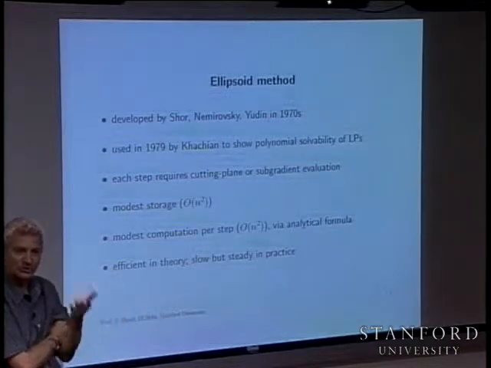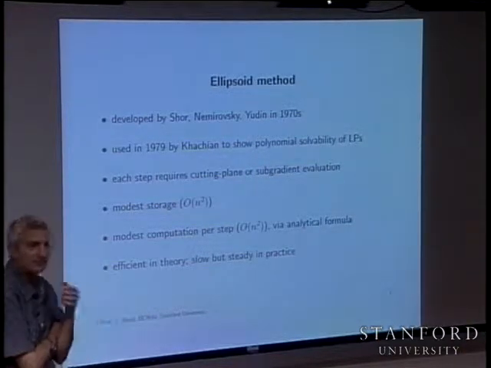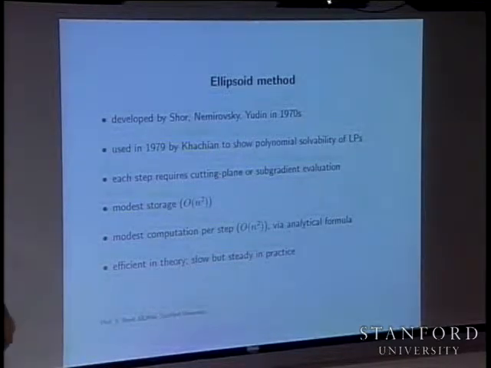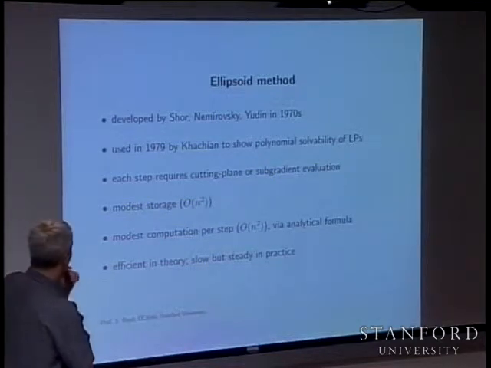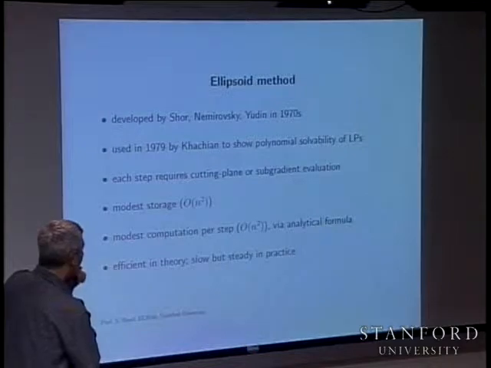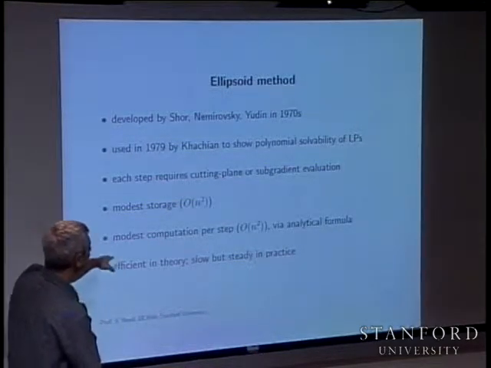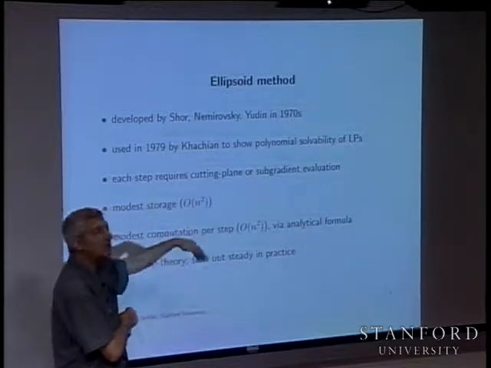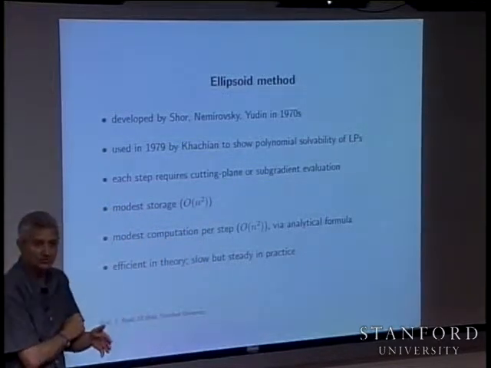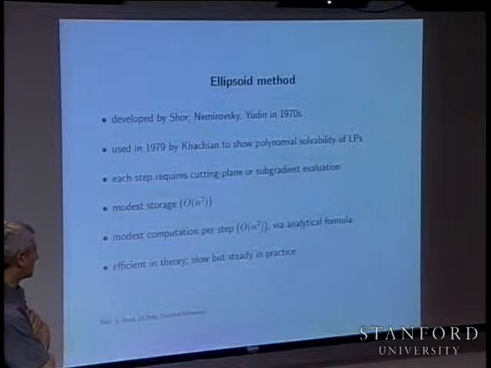So your storage is like 6n squared. That's it. And your update cost is n cubed in that one, because it's the big dimension times the small one squared. You can actually make it faster with low rank updates, but that's another story. So it has modest storage. In the ellipsoid method, the update involves solving a convex problem, but it has an analytic solution, and it's order n squared.